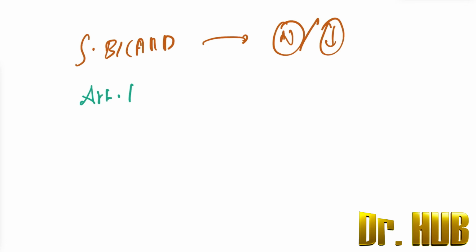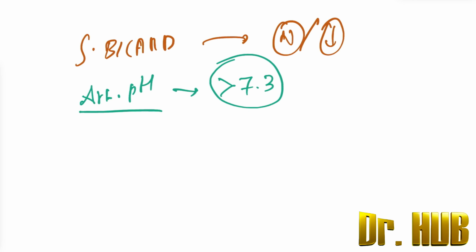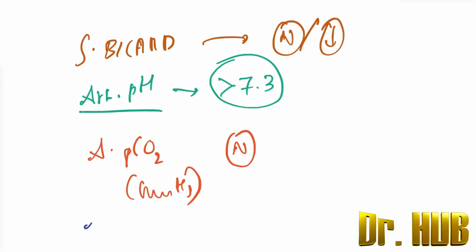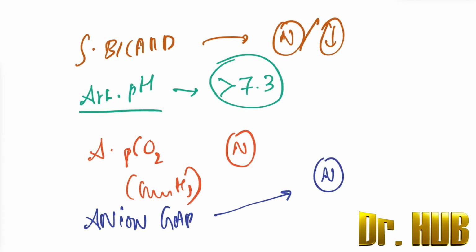Next is the question on the arterial pH. The arterial pH is going to be greater than 7.3. Then the arterial PCO2, this is in mmHg, will be normal. And when we look at the anion gap, the anion gap is going to be normal to slightly increased.